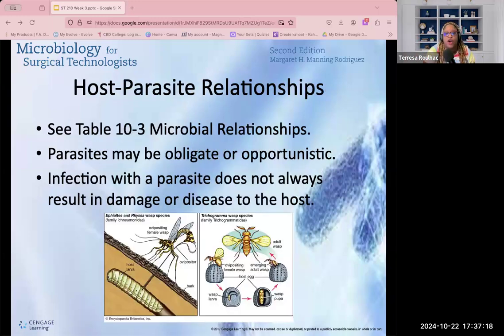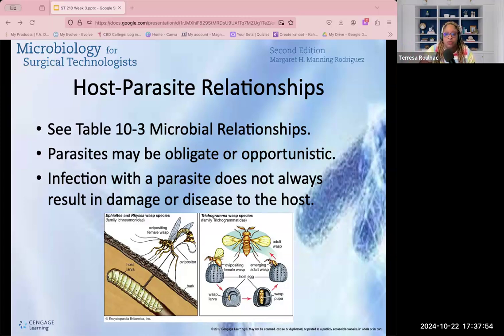We do have host-parasite relationships. Types of parasites. We have the obligate parasite. These parasites require a host to survive and reproduce. They cannot live without or live outside of the host. We have opportunist parasites. These parasites typically are not going to cause disease in healthy hosts, but they can exploit weakened immune systems or other vulnerabilities to cause infection.